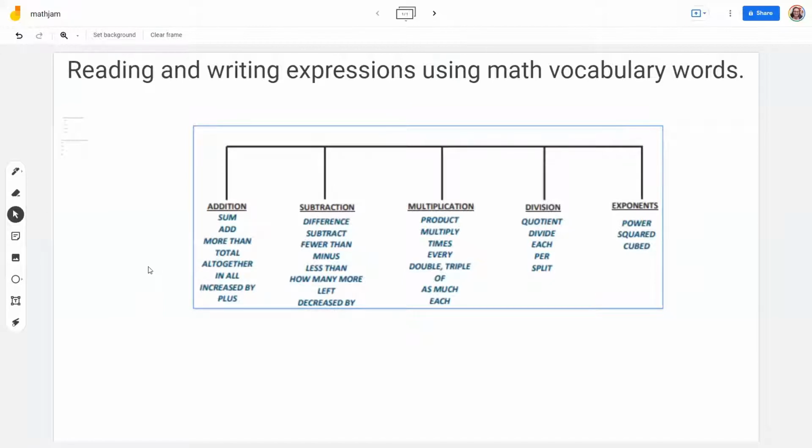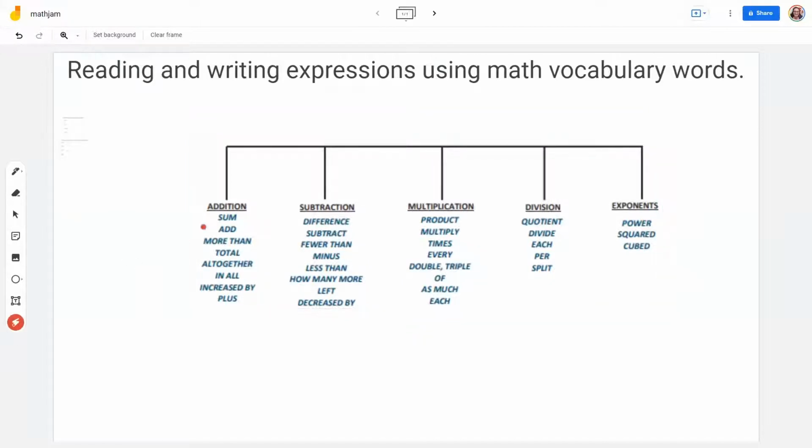All right, so taking a look at our words here, our first list is addition. These are all words that are going to have to do with addition. Anytime you see these, you know that we are adding something. So under addition, we have sum, add, more than, total, all together, in all, increased by, and plus.